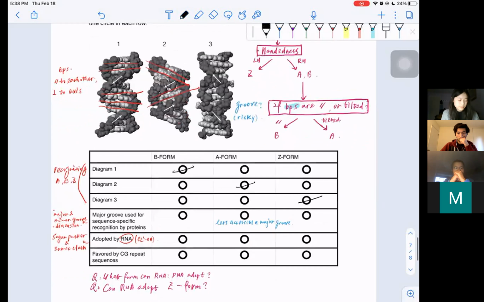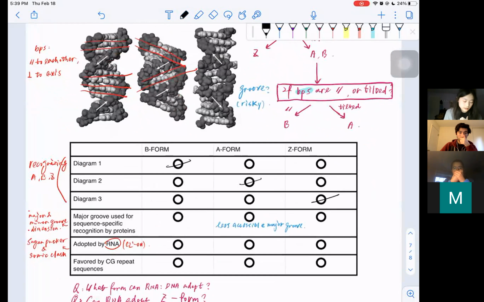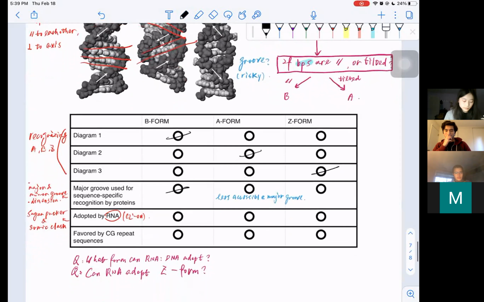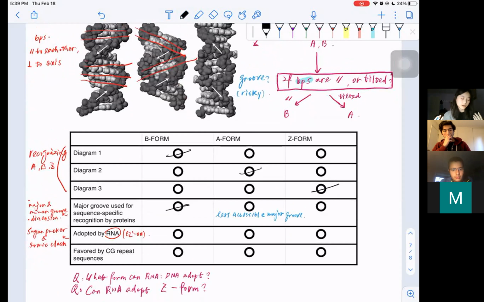All right, so next is asking you the difference of major groove and minor groove. Notice major groove is used for sequence specific recognition in B form because it will give you 4 distinct hydrogen bonding patterns in the major groove, whereas in the minor groove you only have 2. But also notice the dimension is also important, because in A form, the major groove is too narrow to accommodate common protein structure. All right, so what forms can be adopted by RNA?